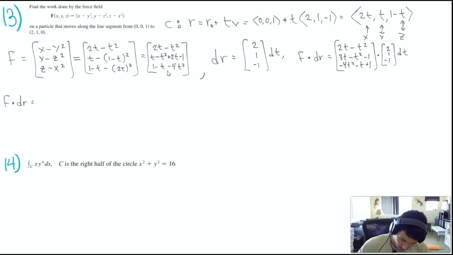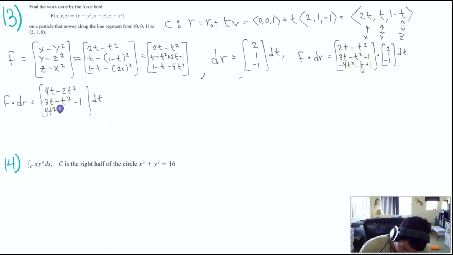So we would get 4t minus 2t squared, get 3t squared. Yeah, actually not 3t squared, it's 3t. Right, it's just 3t. And then this is just minus t squared. So it's basically just the same thing again, minus 1. Now this one we're going to times everything by negative 1. So we get 4t squared plus t minus 1.